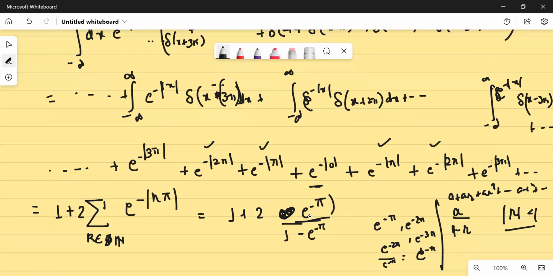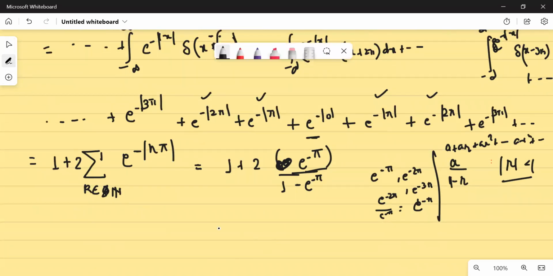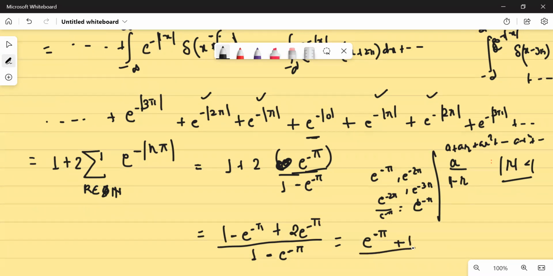Is that clear? And overall, this will give you 1 minus e to the power minus pi plus 2 times e to the power minus pi, divided by 1 minus e to the power minus pi. Is that clear? So I have added 1 plus something. So it will give you e to the power minus pi plus 1 divided by 1 minus e to the power minus pi. Is that clear? So I can write 1 plus e to the power minus pi divided by 1 minus e to the power minus pi. Is that clear to you?